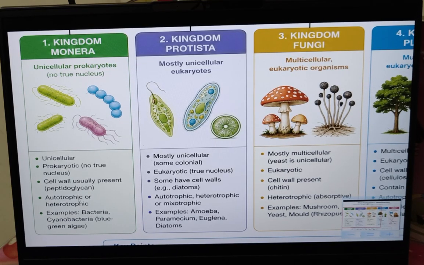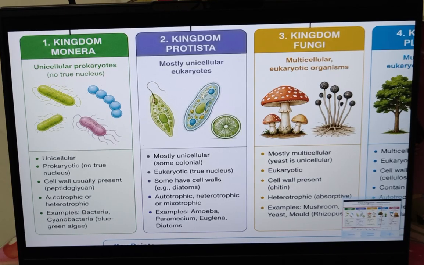Peptidoglycan meaning it is made up of peptides, that is protein, and glycan meaning sugar. Then they are basically autotrophic or heterotrophic. So a few can prepare their own food and a few will totally rely on others for food. Kingdom Monera will include bacteria, cyanobacteria, blue-green algae. These are basic examples that come under kingdom Monera. You can find the different structures of bacteria here.